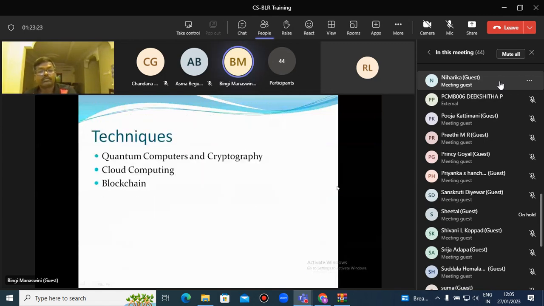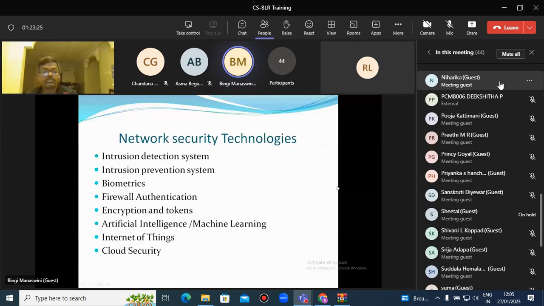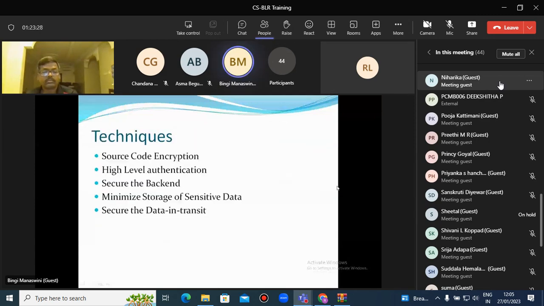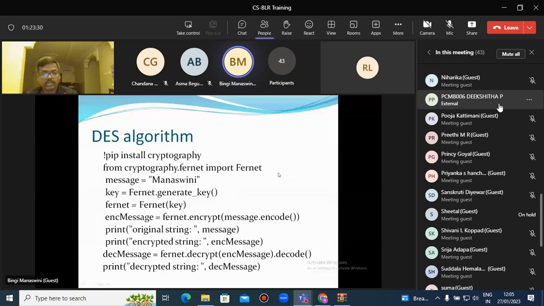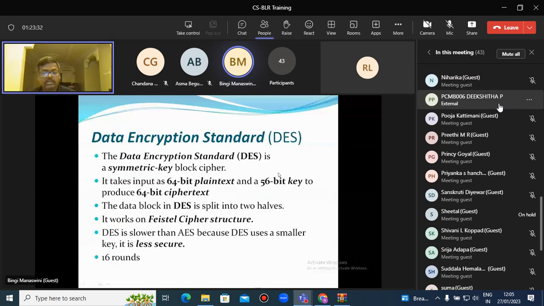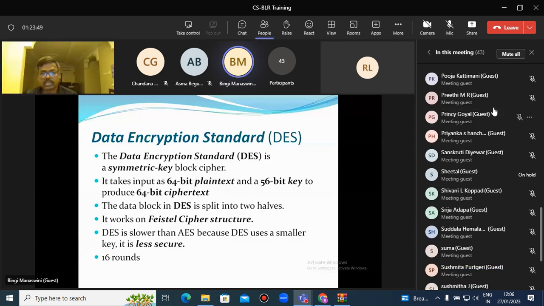Sir, I'm Anjali, and here I'm going to explain about encryption algorithms. The first algorithm is DES, Data Encryption Standard. It is a symmetric key block cipher algorithm. In symmetric key, we use only one key for encryption and decryption. We take an input of 64-bit plain text, and it uses a 56-bit key to produce 64-bit ciphertext.